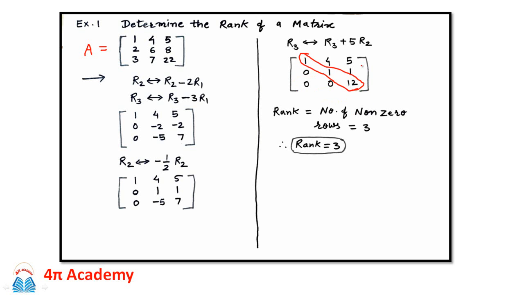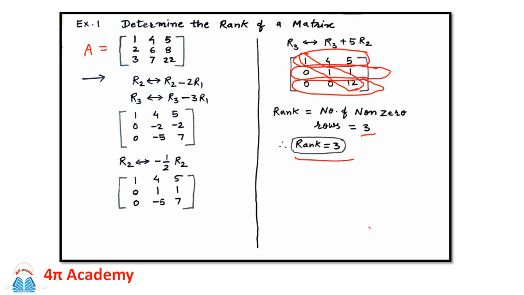Now in this upper triangular matrix, we will see how many rows are there which have all the elements as 0, or in other words, you are going to see the number of non-zero rows in this matrix. Here this row is a non-zero row, this row is also a non-zero row, and this row is also a non-zero row. It means that the number of non-zero rows in this matrix is equal to 3, and therefore the rank of the given matrix is 3.